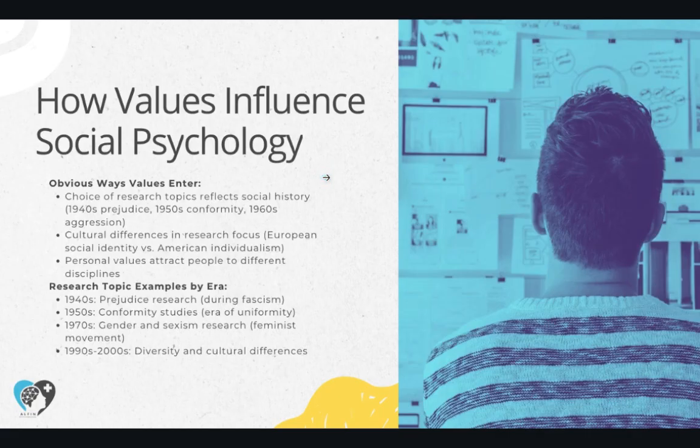We can see that in the rise of research interest topics per era. During the 1940s, there was a rise of fascism, so mas daghan ang research about prejudice. Then the 1950s was an era of social uniformity, so nadaghan dayon ang conformity studies around this time. In the 1960s, there was social upheaval, so daghan na research ani is about aggression. Then in the 1970s, the feminist movement, and during this time there was a rise in research on gender and sexism. Then the 1990s and the 2000s saw an increase of diversity, so nidagan ang research about diversity and cultural differences.